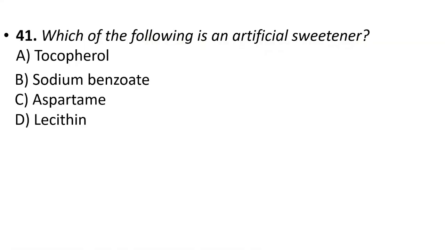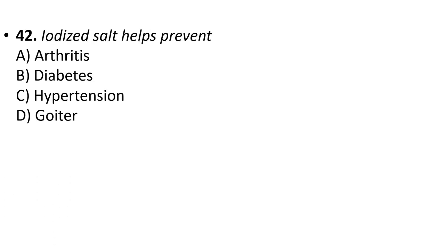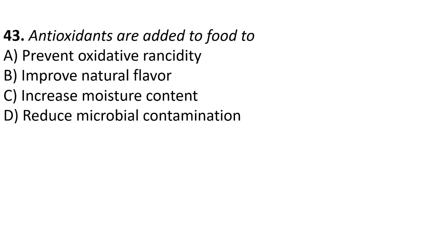41. Which of the following is an artificial sweetener? Tocopherol, sodium benzoate, aspartame, lecithin. Your answer is C, aspartame. 42. Iodized salt helps prevent arthritis, diabetes, hypertension, goiter. Your answer is option D, goiter. 43. Antioxidants are added to food to prevent oxidative rancidity, improve natural flavor, increase moisture content, reduce microbial contamination. Your answer is option A.